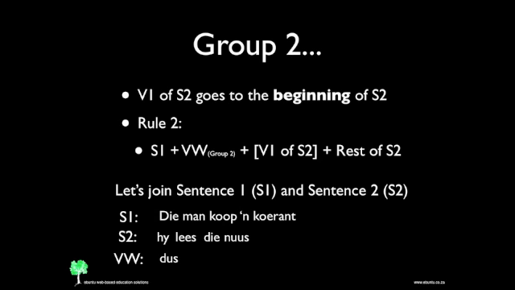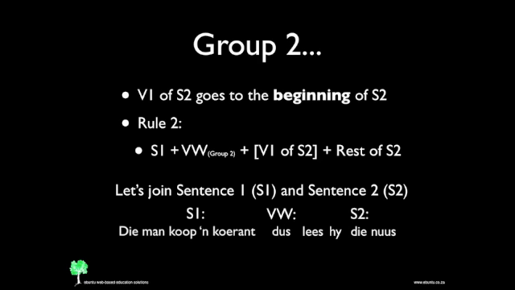Lees now needs to move its position. So when I join the two sentences, what happens? You've got sentence 1, then your conjunction, and then in sentence 2, where it used to be hy lees die nuus, it's now changed to lees hy die nuus. Lees is your verb 1 of sentence 2, so it's moved to the beginning of sentence 2. If you match it up with the rule, you've got S1, plus VW, group 2, plus there's your verb 1 of sentence 2, V1S2, and the rest of sentence 2.